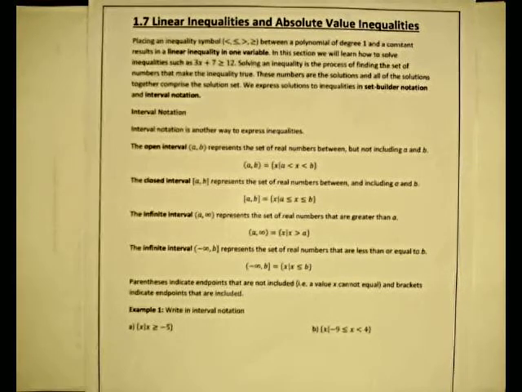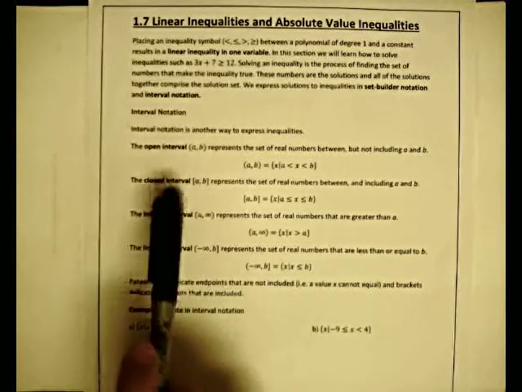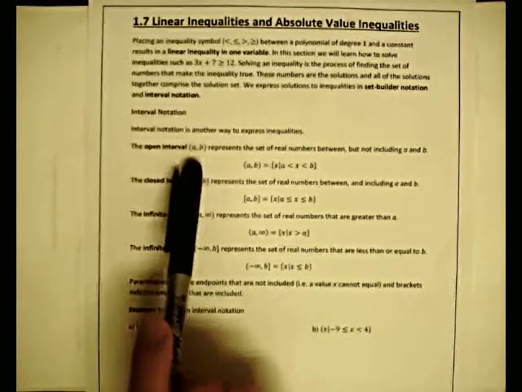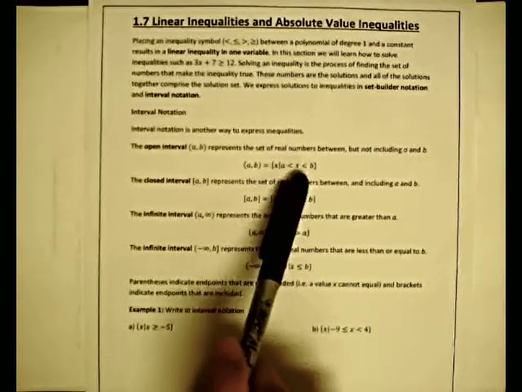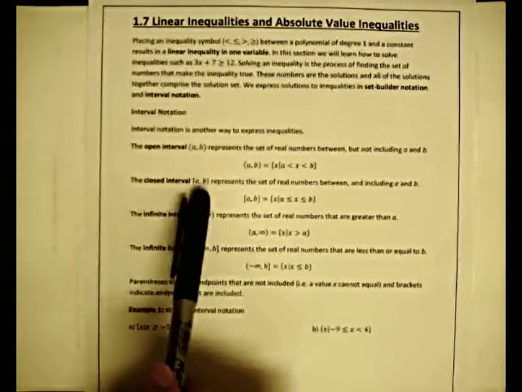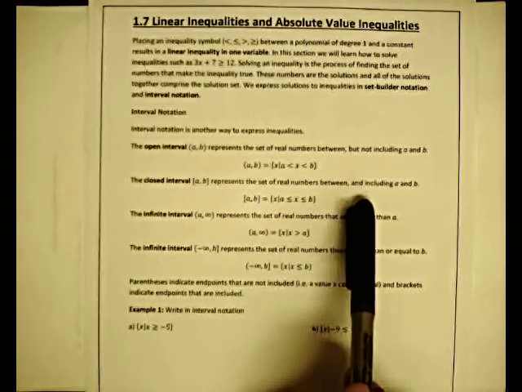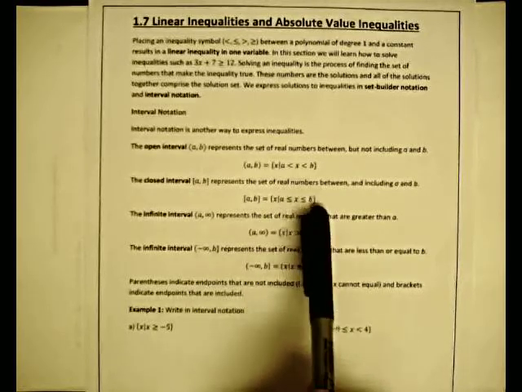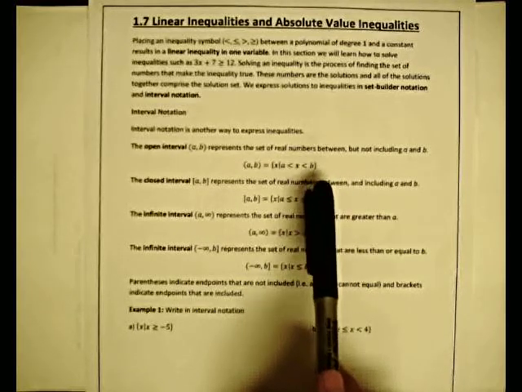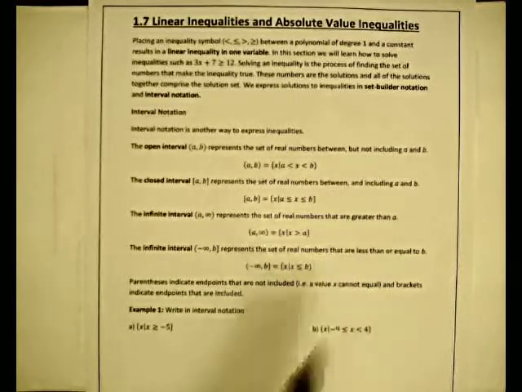So first, let's start with a discussion about what interval notation is. It's another way to express inequalities. For instance, the open interval (a, b) represents the set of real numbers between but not including a and b. So it would be x being greater than a but less than b. The closed interval [a, b] represents the set of real numbers between and including a and b. So x is between a and b, but it can equal a and it can equal b in this case, whereas in the open interval x cannot equal a or b.